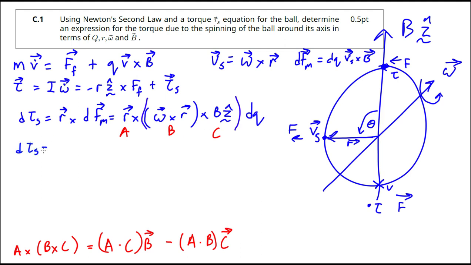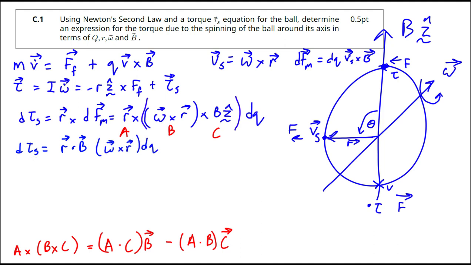Let's just break this down. If we still do d tau S, the first thing I'd like to point out is that A dot B here is strictly going to be 0, because omega cross R is at right angles to R. That means the second term goes away, so we just have the first term: A dot C, R dot B, and then we still have our cross product there.